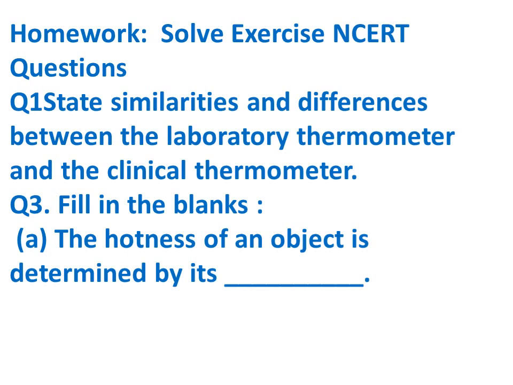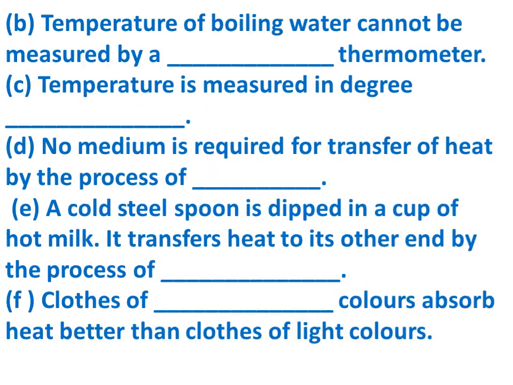Now the homework is to solve the NCERT exercise questions. Question number 1 is to state similarities and differences between the laboratory thermometer and the clinical thermometer. You need to do this in your notebook. Then question number 3 is fill in the blanks. First, the hotness of an object is determined by its dash. Second, temperature of boiling water cannot be measured by a dash thermometer.